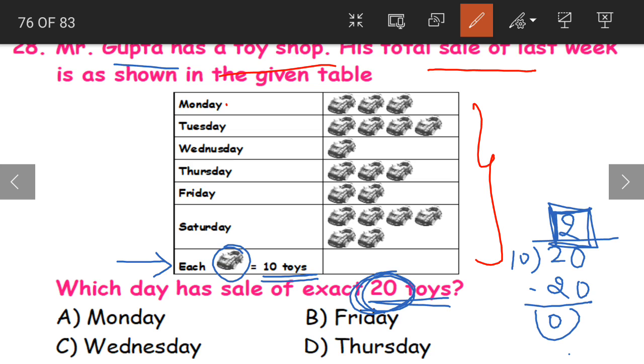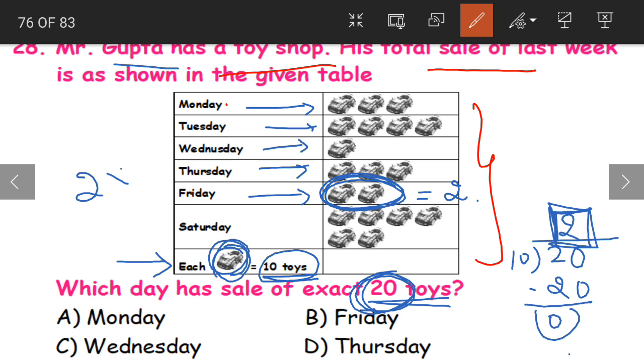Let us see all the days: Monday, Tuesday, Wednesday, Thursday, Friday. Here, on Friday, we have exactly 2 pictures. What do these 2 pictures represent? Each equals 10 toys, and we have 2. So 2 into 10 is equal to 20 toys. On Friday, the sale was exactly 20 toys. So option B, Friday, is our correct answer.